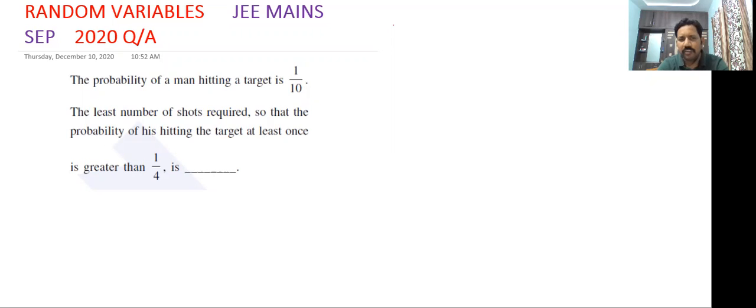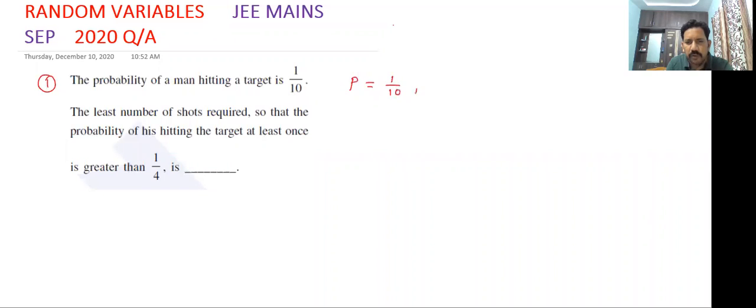In this class, I am going to discuss random variables, JEE Mains September 2020 questions. Now see the first question, what they are given. The probability of a man hitting the target is 1 by 10. The least number of shots required so that the probability of his hitting the target at least once is greater than 1 by 4. Here, probability of hitting the target, that value should be 1 by 10.